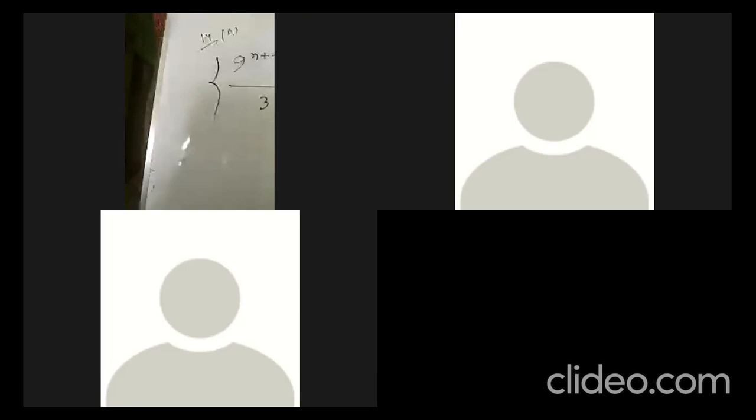The question is: example 14. 9 to the power n plus 1 by 4 into the square root over 3 into 3 to the power minus n, divided by 3 into 3 to the power minus n, second bracket power 1 by n, equals to 27. Okay, now we have to prove this result. Now take the left hand side.